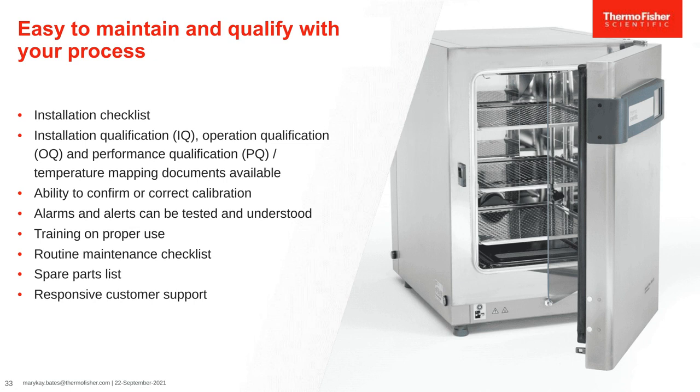You have the ability to confirm or correct the calibration. All of the alarms and the alerts are easy to understand, and you can test them to show during your audit process that you've worked through those alarms and everybody understands what they mean. We can help you with training on the proper use. We include a routine maintenance checklist and a spare parts list, which are critical to ensure that your equipment doesn't go down when you need it to be there for your process. And responsive customer support, of course, is a big part of ensuring that your processes are uninterrupted.